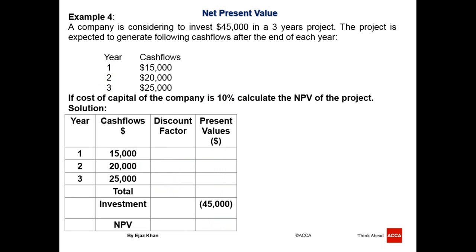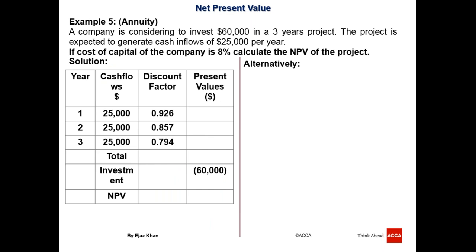Okay, let's move forward to the fifth example. In the fifth example, I have already put the discount factors at the rate of 8%. So you people need to multiply the figures and tell me the present values. 23150. Okay.